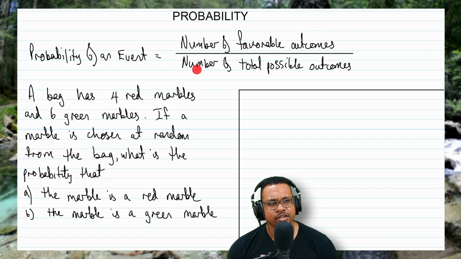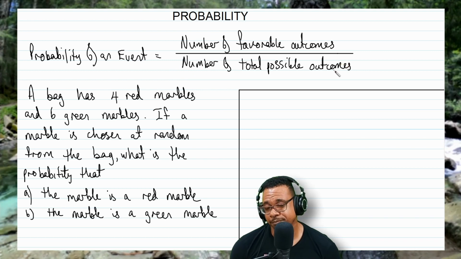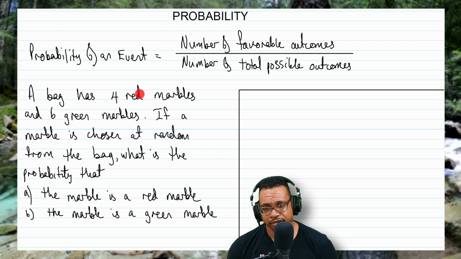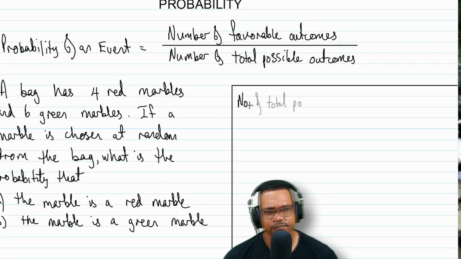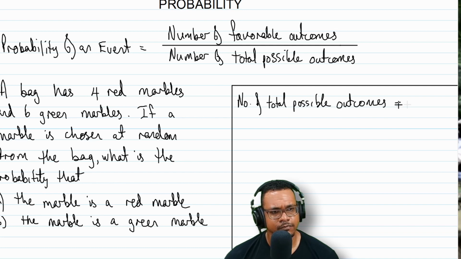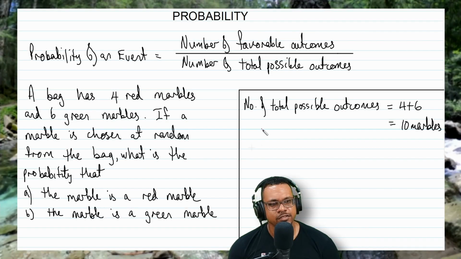So first, we'll need our number of total possible outcomes, which we call our sample space. So you ask yourself, how many marbles are there in the bag? Well, we have 4 red marbles and 6 green marbles. So there are 10 marbles in all. So the bag contains 10 marbles in total. So I'm going to write that my number of total possible outcomes is equal to the 4 red marbles plus the 6 green marbles. So I have 10 marbles in all.